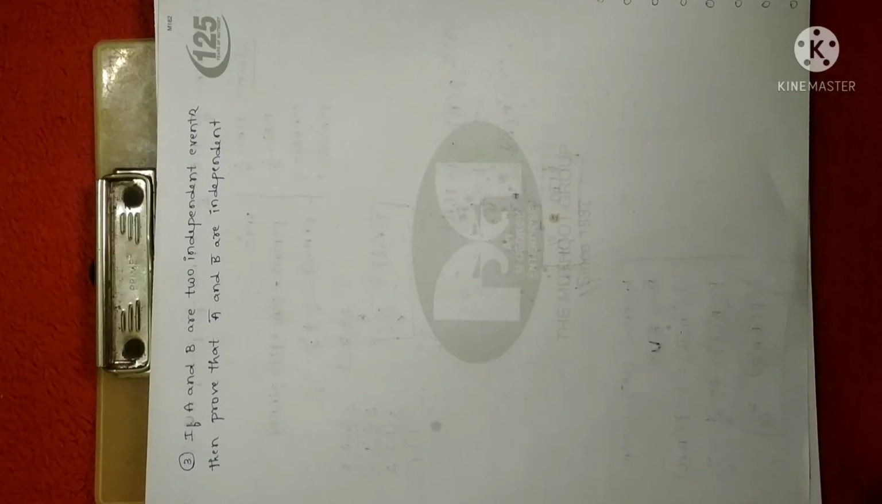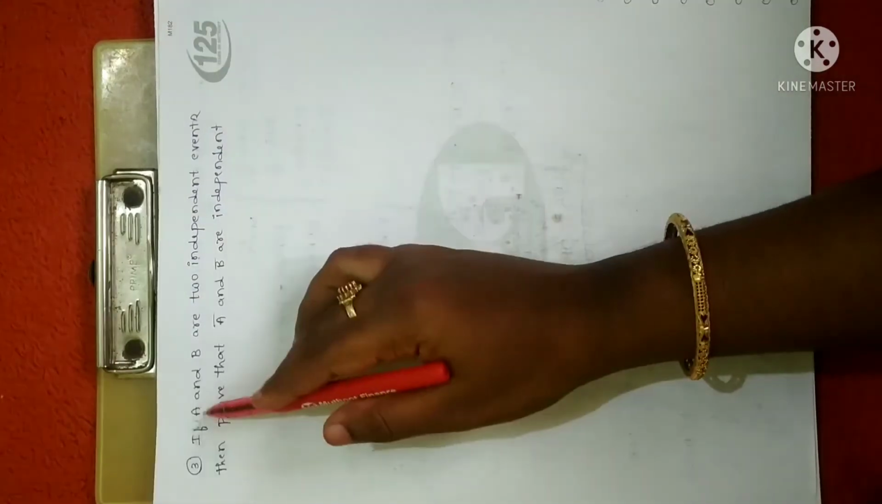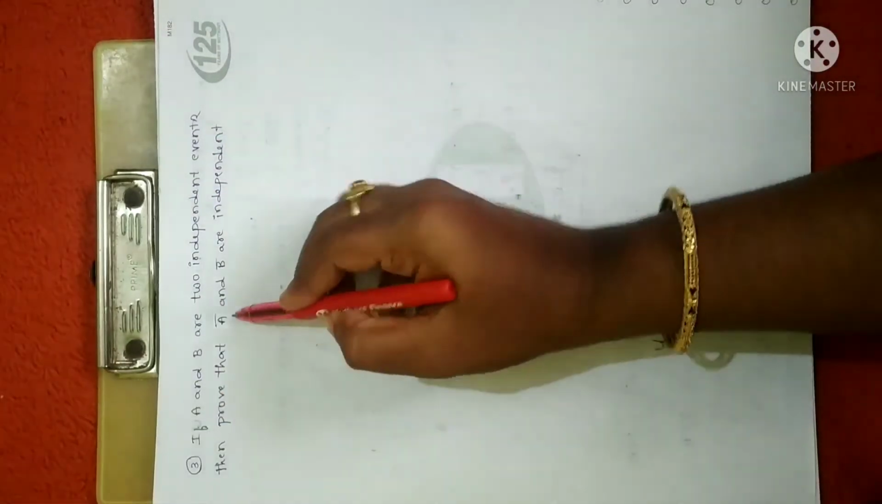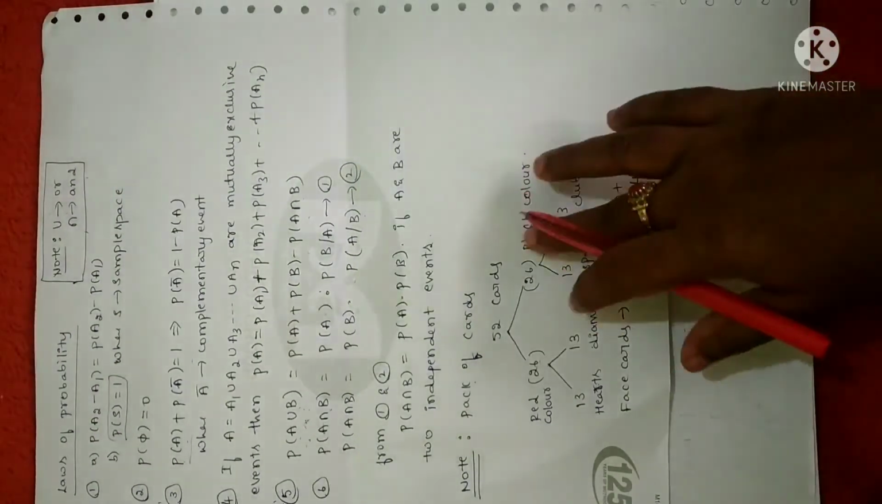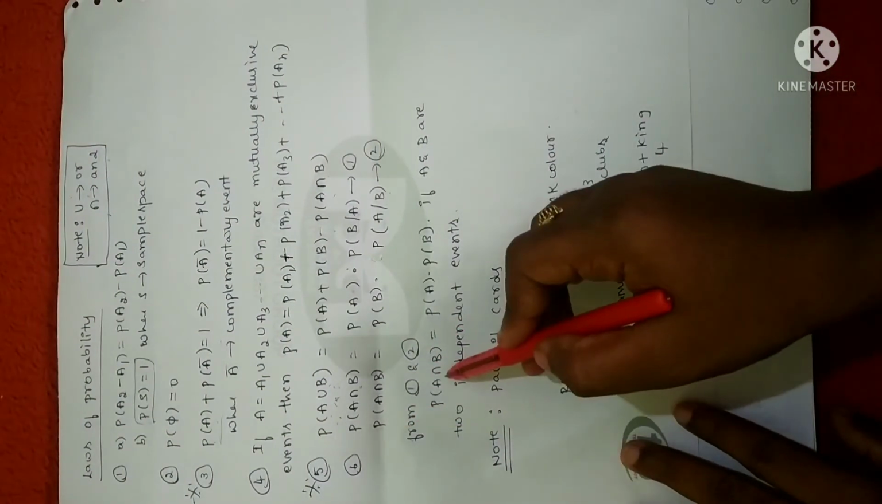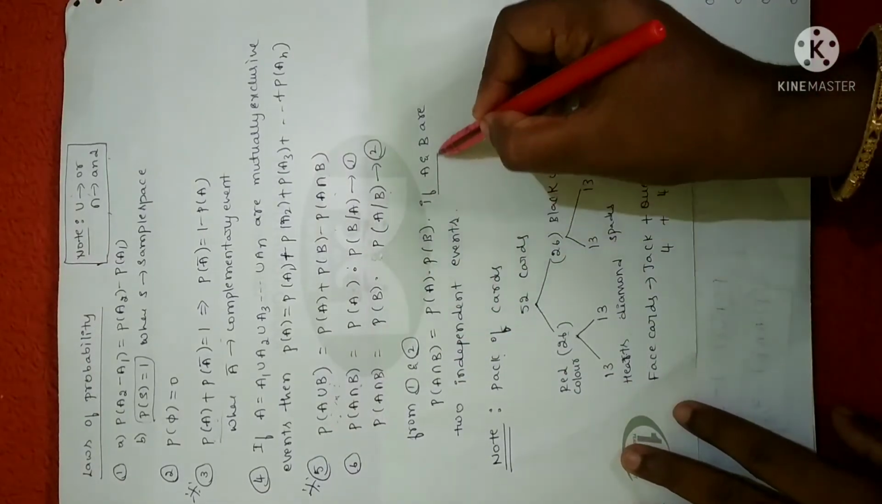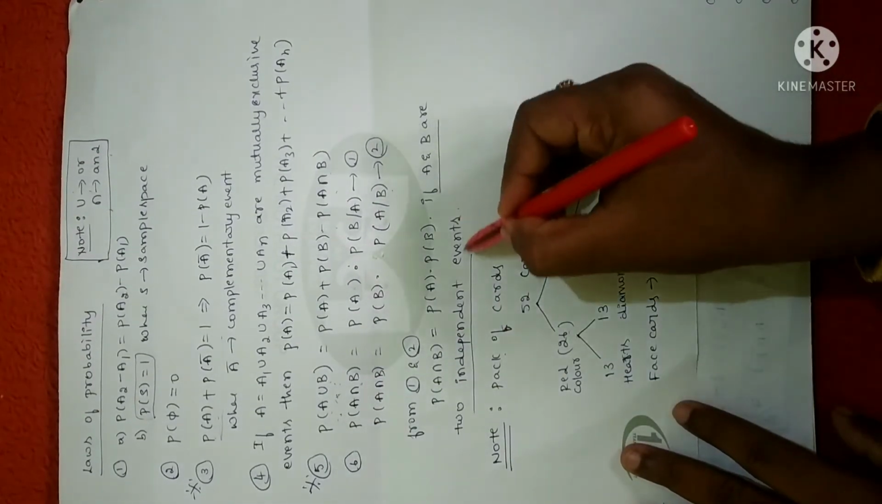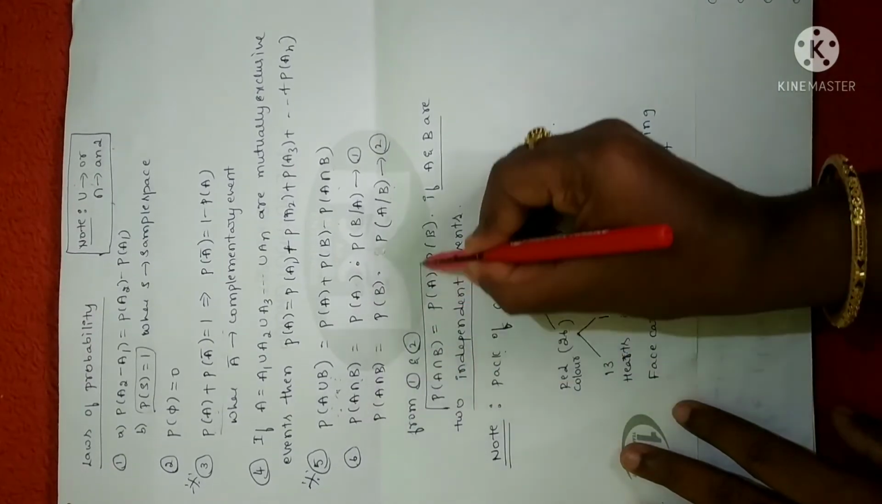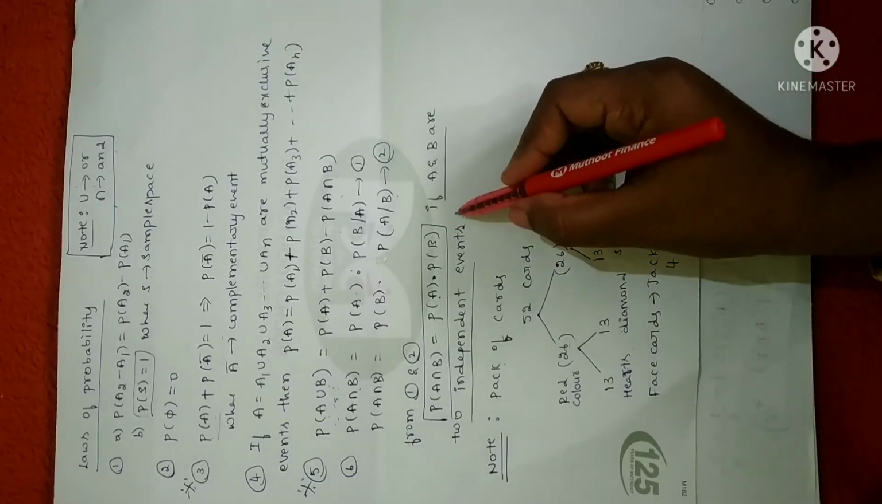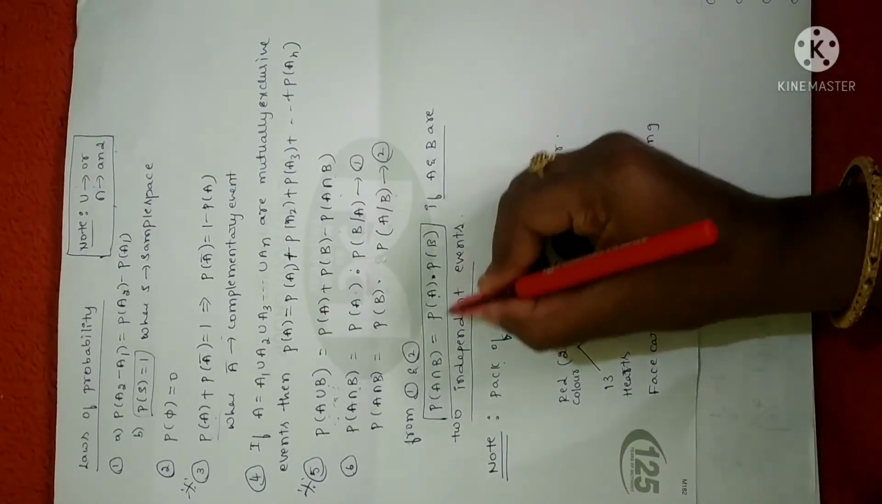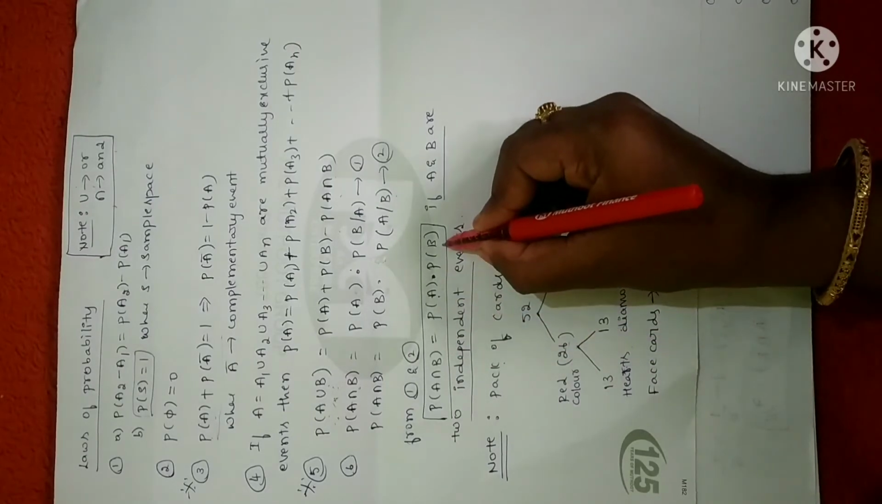Clear? So here is the next property. If A and B are two independent events, then prove that A bar and B bar are independent events. So before proving this property, I'll just give you a glance. See here, whenever you look at this sixth point, whenever we have two independent events A and B, we can write probability of A intersection B as probability of A into probability of B. This concept you have to remember. That is, if A and B are independent events, probability of A intersection B is equal to probability of A into probability of B. I'll just write it here.